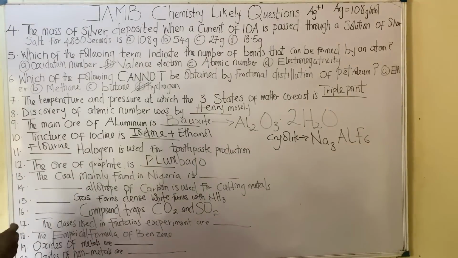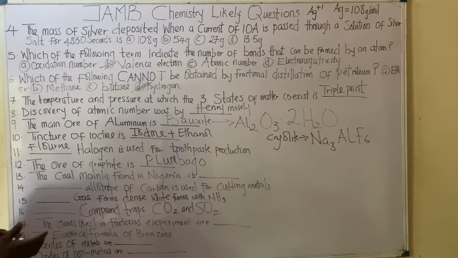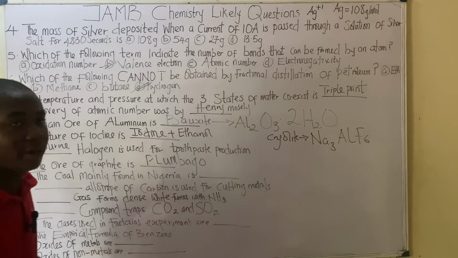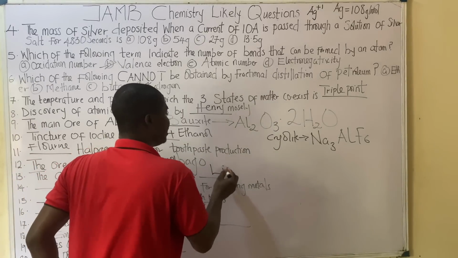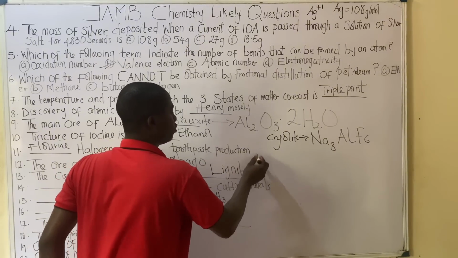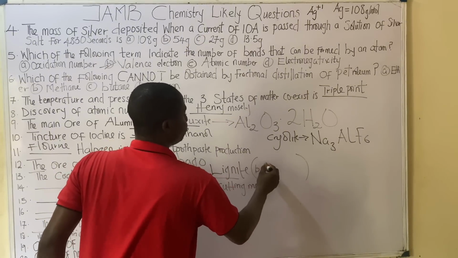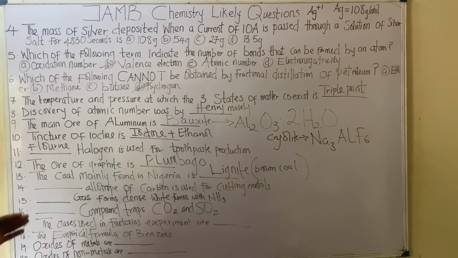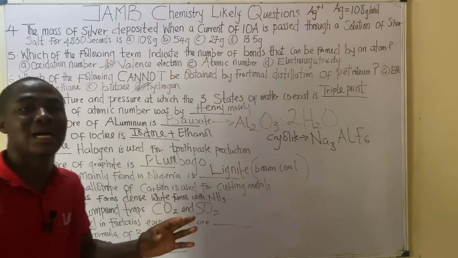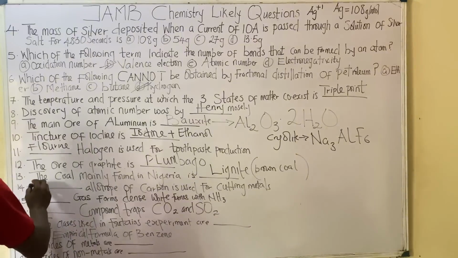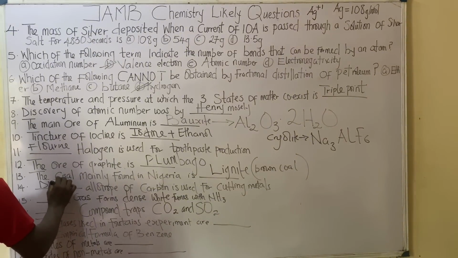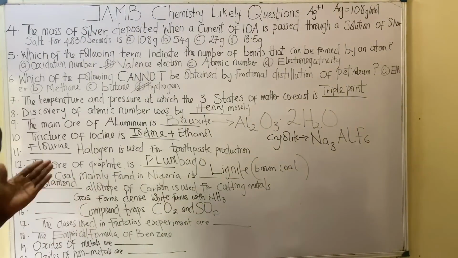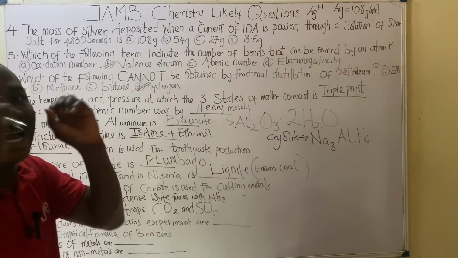So let's get into the next practice question, question number 13, and it says, the coal mining found in Nigeria is called lignite. Take note, lignite can also be called brown coal. Okay, that's for that. And question number 14 says, dash allotrope of carbon is used for cutting metal. It is diamond. Diamond is very, very hard, so it can be used for cutting metals, jewelries. Do you understand? It's very important for cutting metals because of its hard nature.